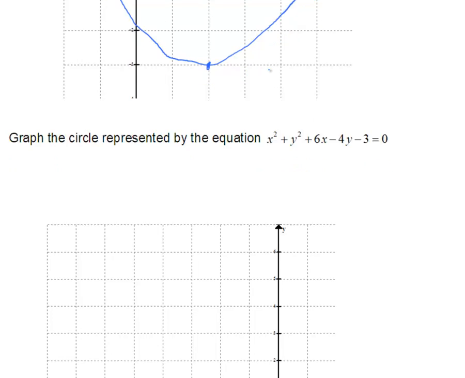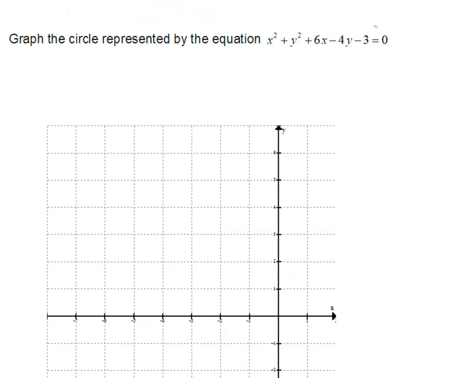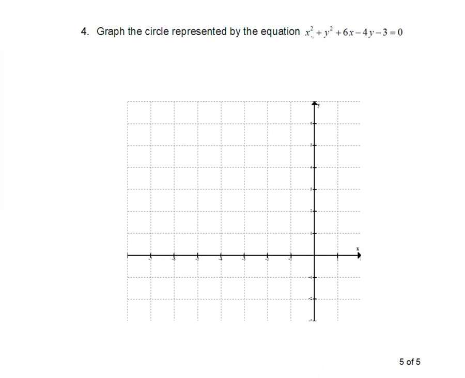And the final example, we're asked to graph the circle represented by this equation, which is not in the standard form we're used to. So to graph this, we're going to have to complete the square. So this one's going to be a bit more work. So we'll start over here. We'll say x squared plus 6x plus y squared minus 4y equals 3. We'll take the constant to the right, and we'll complete the square here.